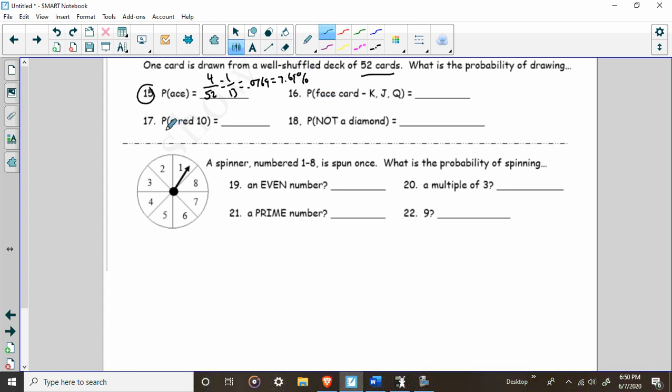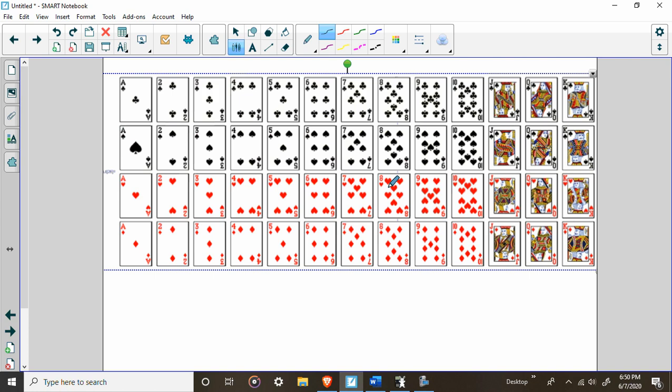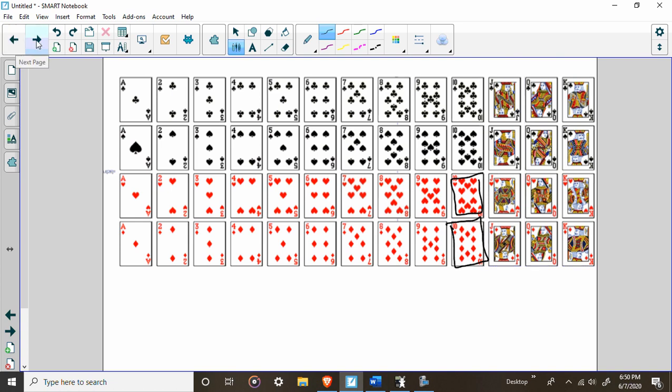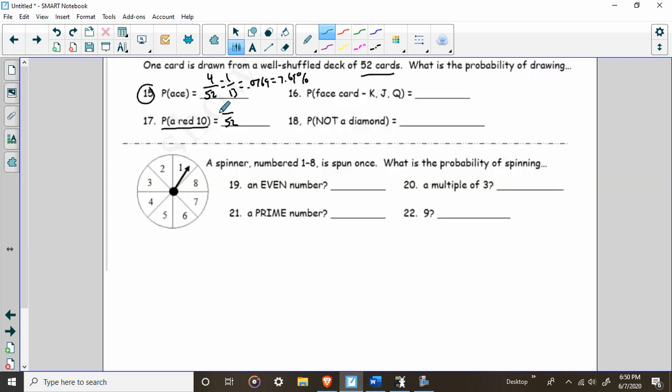And what's your probability of pulling a red 10? So again, there's 52 cards in the deck. That didn't change. How many red 10s are there? Well, we have 2, right? We have the 10 of hearts, and we have the 10 of diamonds. So it's 2 out of 52, okay? Which again, if you reduce it, is 1 out of 26. Okay, 2 goes into 2 one time, 2 goes into 52 26 times.